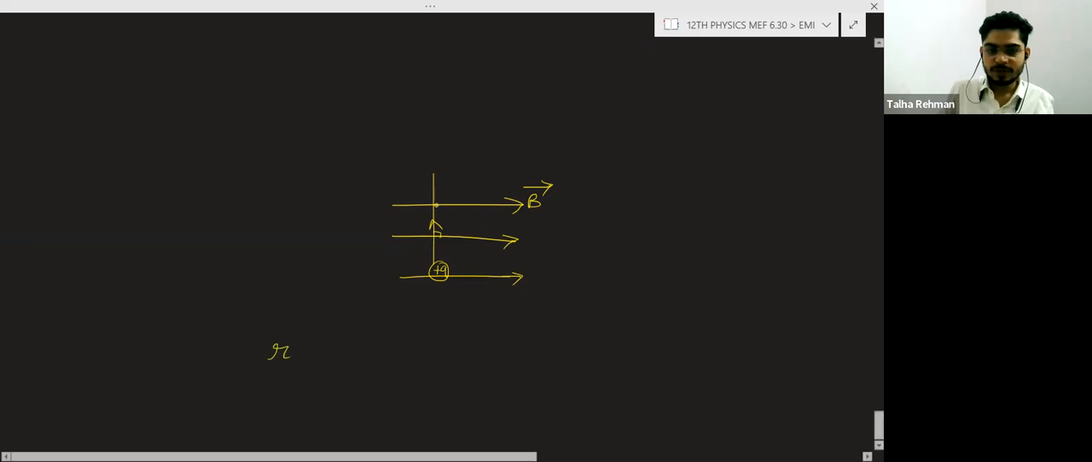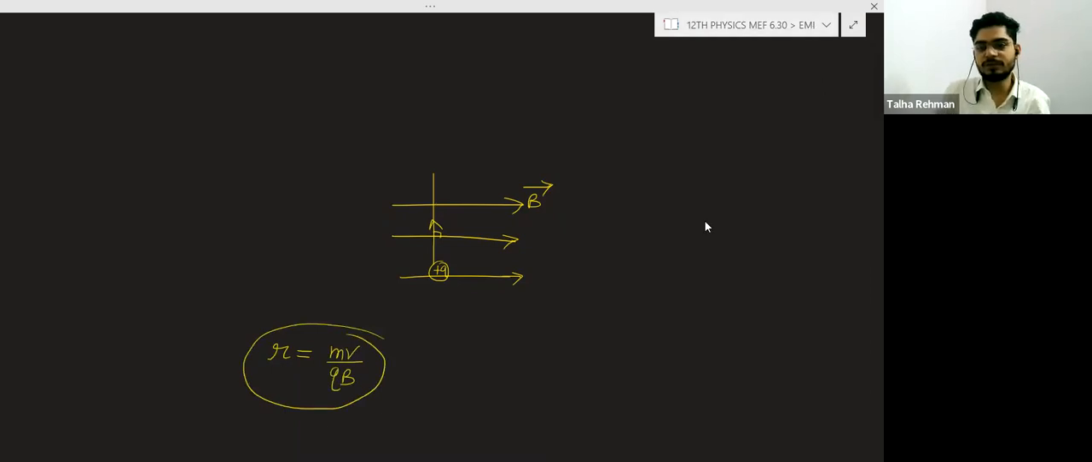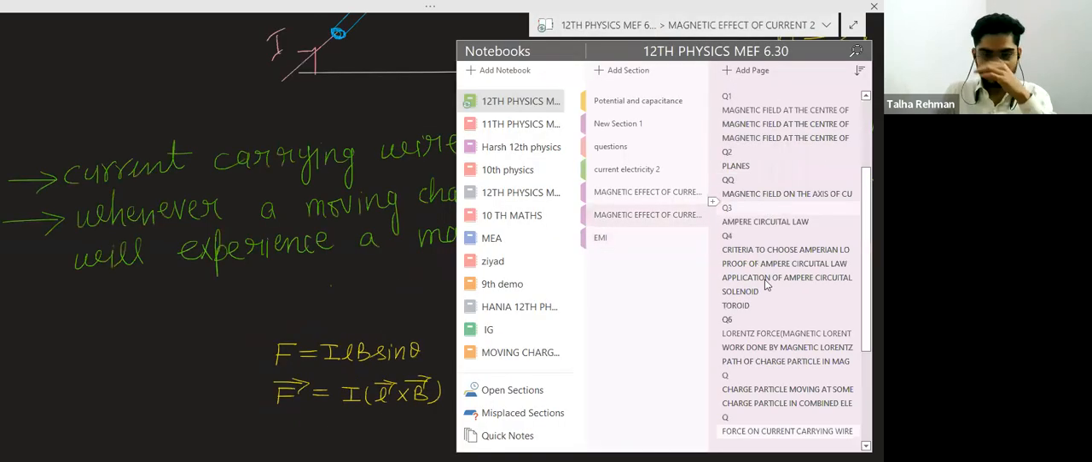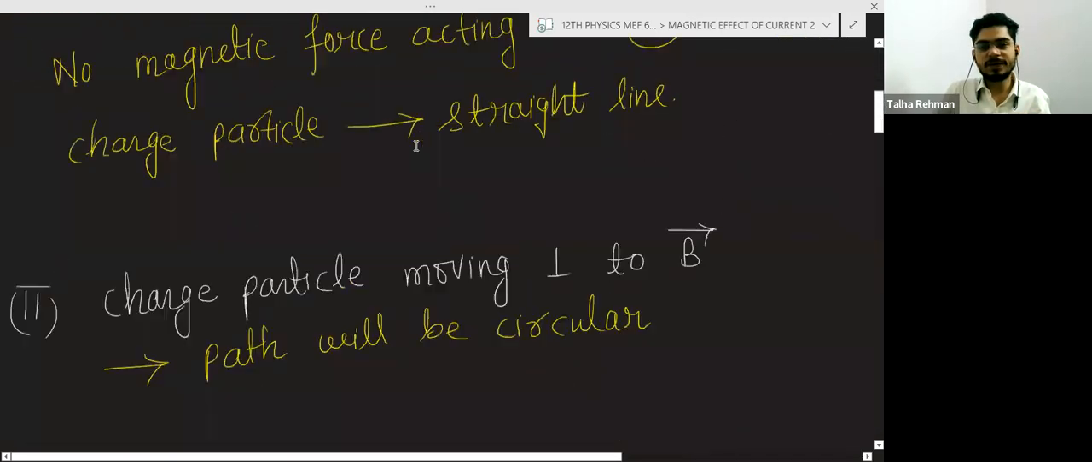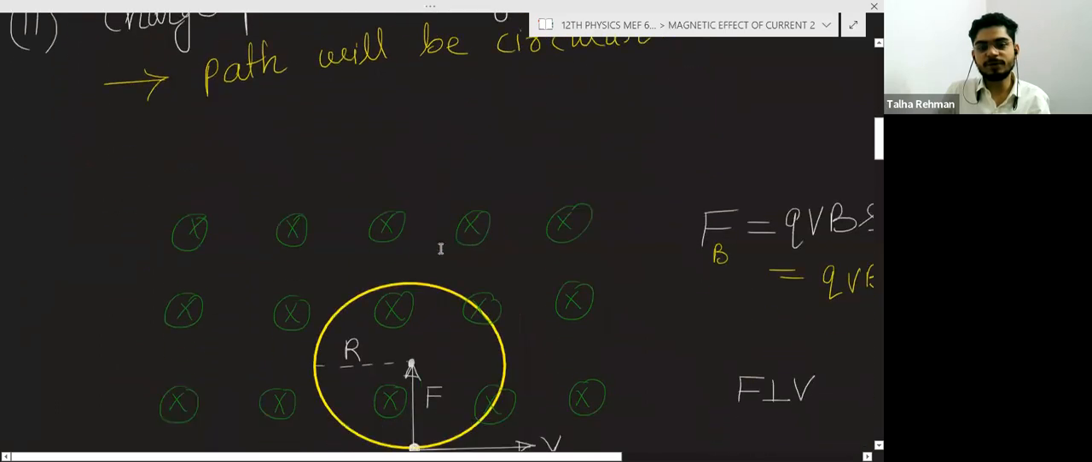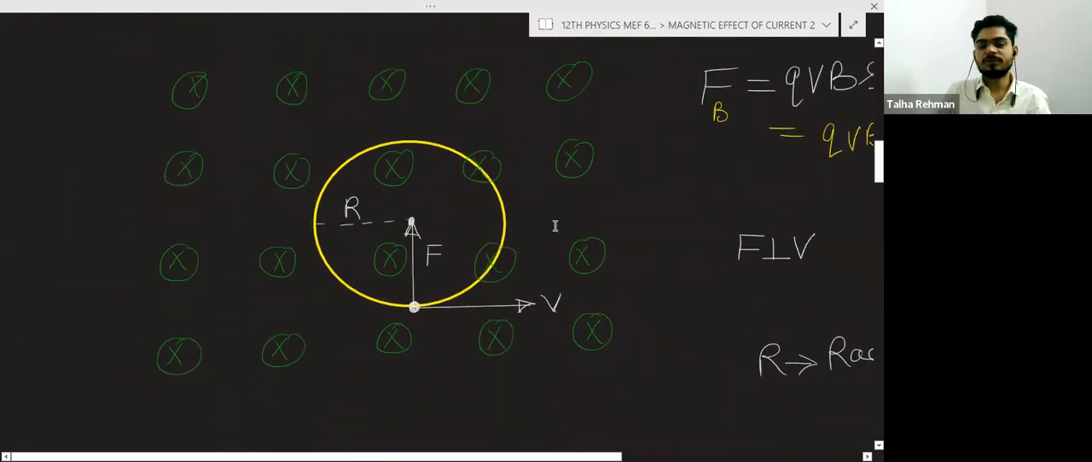I have told you this. You're talking about the charge, right? Yes, I am talking about the charge. It follows a circular path, and the radius of that circular path is given by mv by qB. We have discussed the path of the charge when the charged particle is moving parallel and when it is moving perpendicular. So this is the circular path.